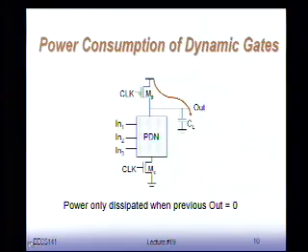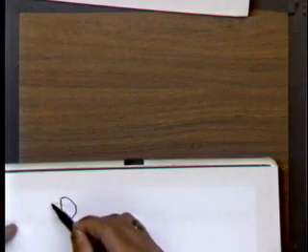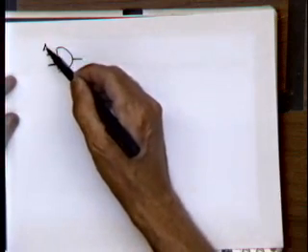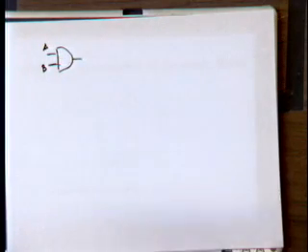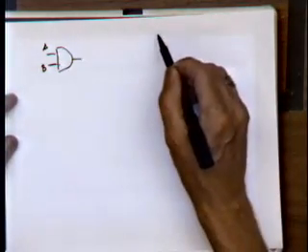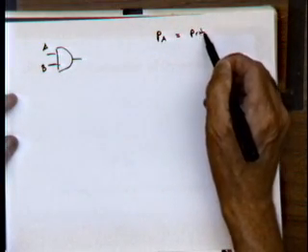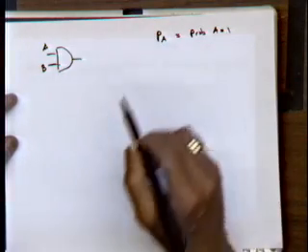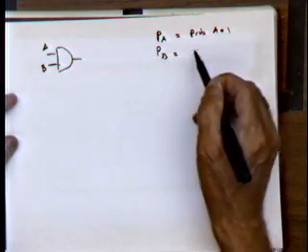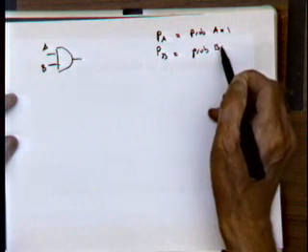So, let's now think again about an AND gate. I would like to compute now the transition probability. But now, instead of assuming that the inputs A and B have a 50-50 chance of being 0 and 1, let's give them some different probabilities. Assume that PA is the probability that A is equal to 1, and PB is the probability that B is equal to 1.